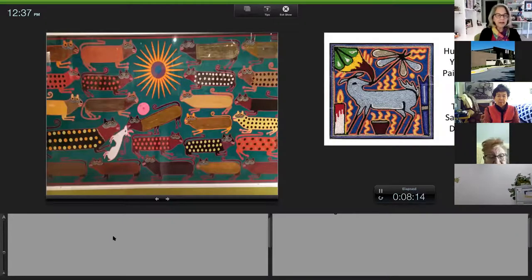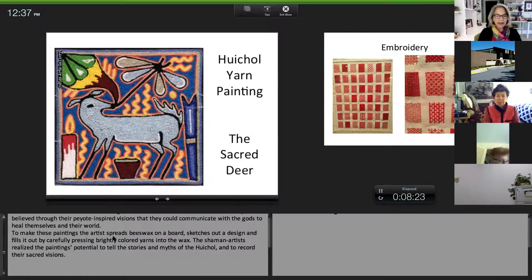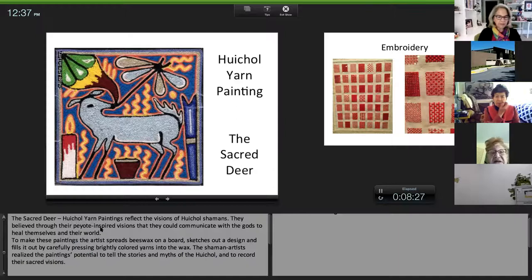This was a wall hanging, and these primitive cats. This reminded me a little bit of the artwork called the Huichol yarn art. And this is a technique that is performed by putting a waxy glue onto a surface and very tediously pressing yarn into the painting bit by bit till you get these images. And these were visions by the Huichol shamans. And they would use peyote and have these visions where they thought they could communicate with the gods and heal themselves. So they tell their stories through these paintings.